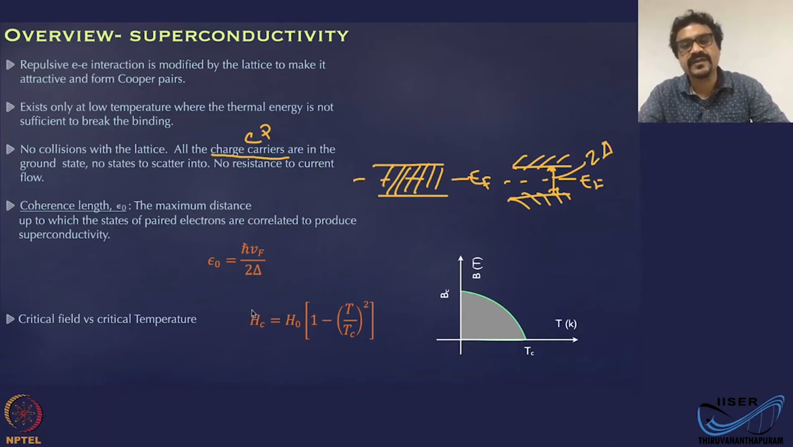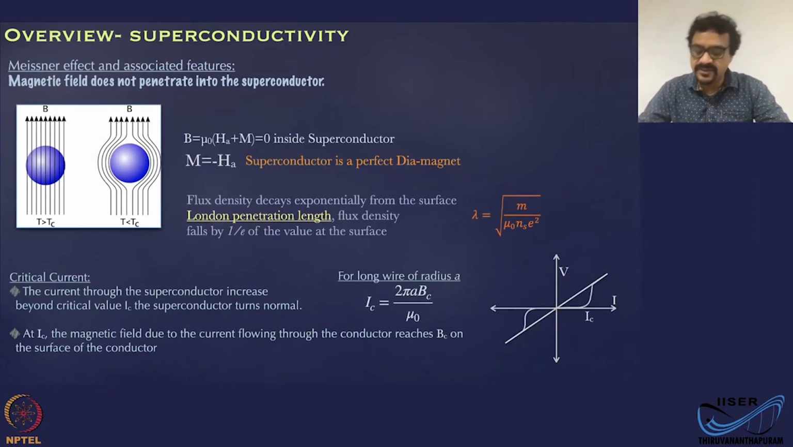Now, just to review the Meissner effect. The Meissner effect is a phenomenon where the magnetic field is pushed out of a superconductor.